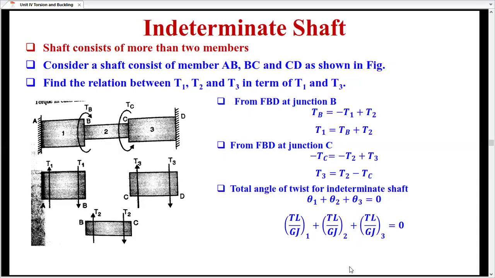Hello everyone. In today's session, we will discuss intermediate shafts. So this is the example of intermediate shafts. An intermediate shaft means a shaft which consists of more than two members. Then that shaft is called an intermediate shaft.